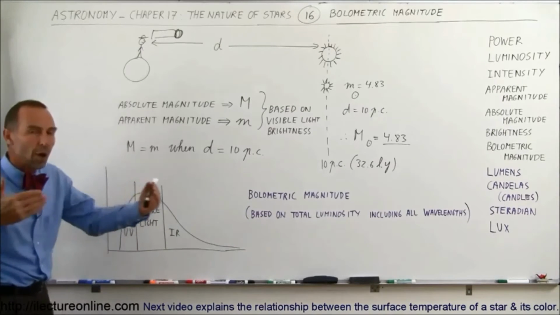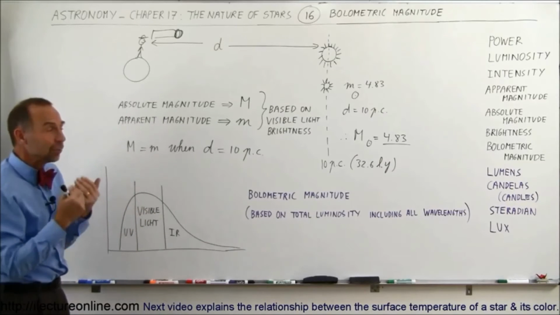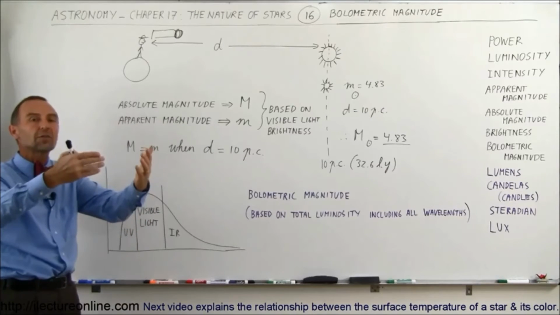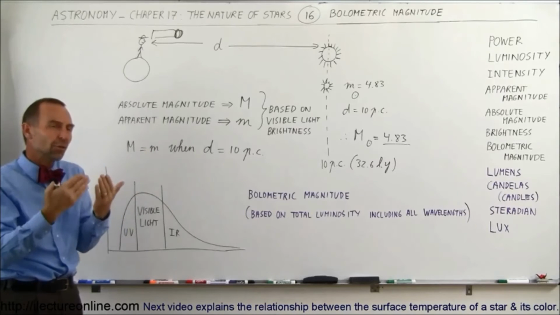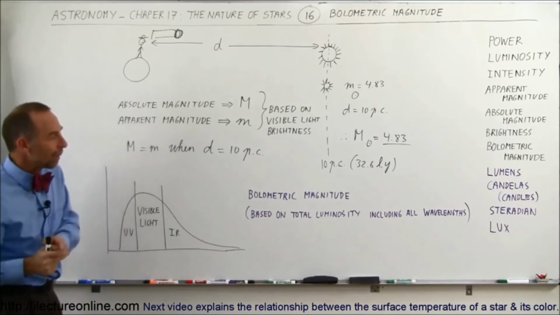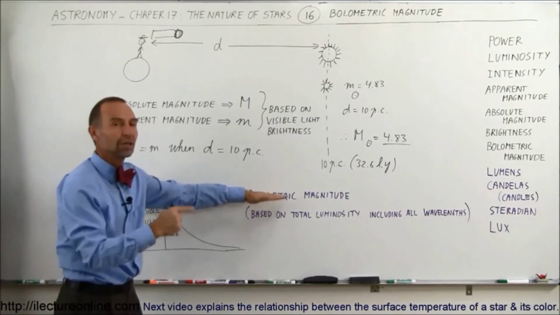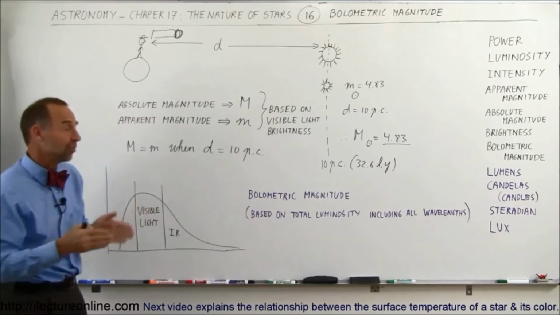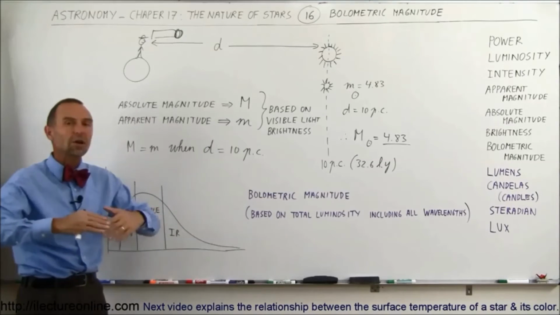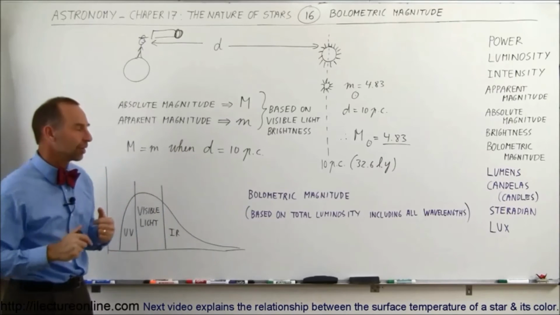So if we allow all of the light to come through, all the various frequencies and wavelengths, then we want to measure the total luminosity of the star, then how bright it appears to us, and based upon that we give it the apparent magnitude and the absolute magnitude. And then we're talking about what we call the bolometric magnitude. That simply means that instead of just looking at the visible light, we want to see the brightness of the star in its totality of all the various wavelengths.